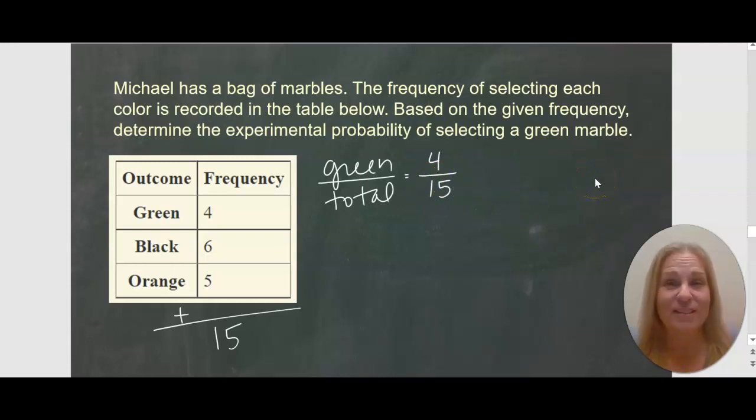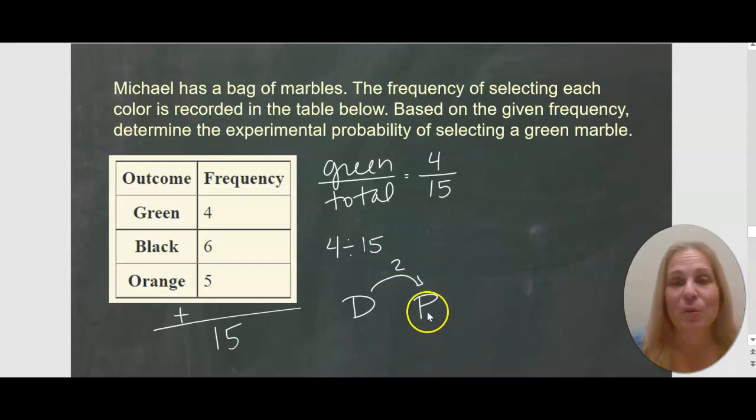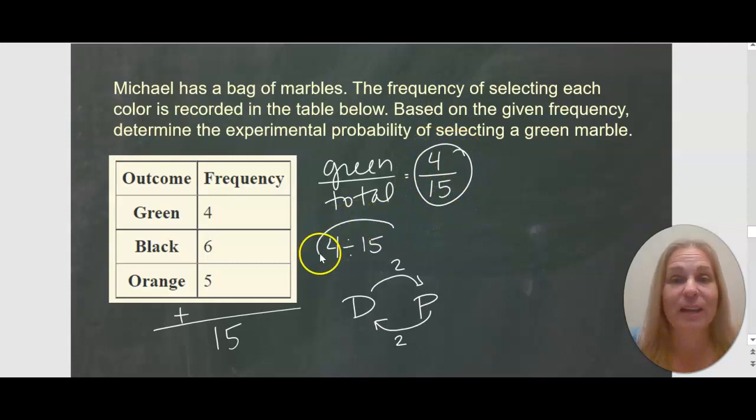Now, in terms of writing that as a decimal, I don't have a calculator, so I'm not sure what that would equal as a decimal, but you would do 4 divided by 15 to get the decimal form. And then if you needed to go from decimal to percent, remember, D comes before P. So to go from decimal to percent, you're moving that decimal 2 to the right. To go from percent back to decimal, you would move it 2 to the left. So here's the fraction form. Here's how you would get the decimal form. And then once you have the decimal form, you would just move that decimal 2 places to the right to change it into percent form.